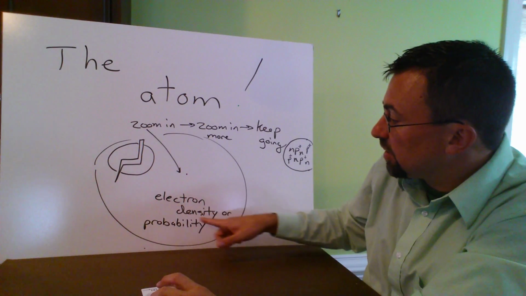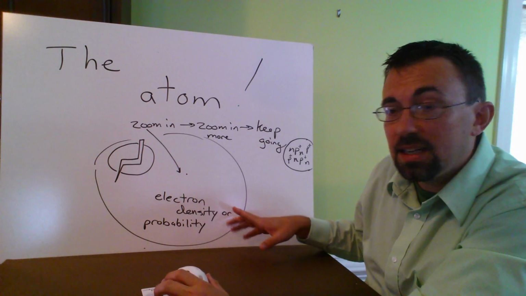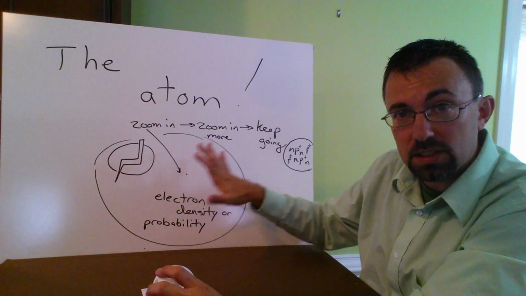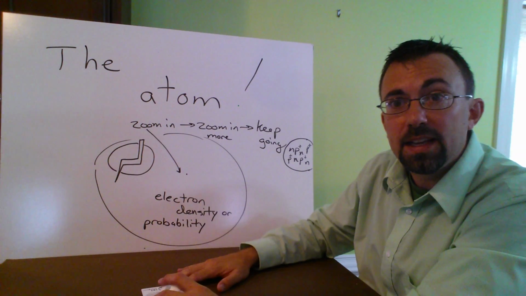So we call this an electron probability, electron density cloud. We don't know where the electron is, but it's really carving out a surface and a shape at all points in time. And that is our view of the atom.